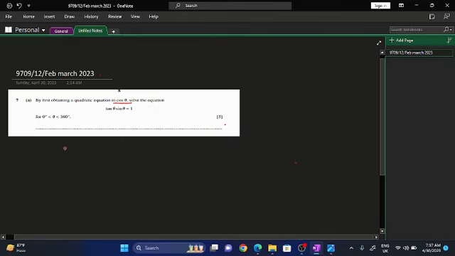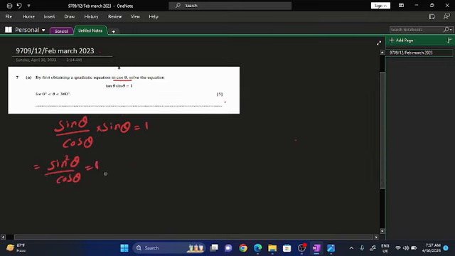You know that tan theta can be written as sin theta by cos theta, times sine of theta, which equals 1. Sin theta times sin theta gives you sine square of theta by cos of theta, which equals 1. It can be written as sine square theta equals cos of theta by using cross multiplication.